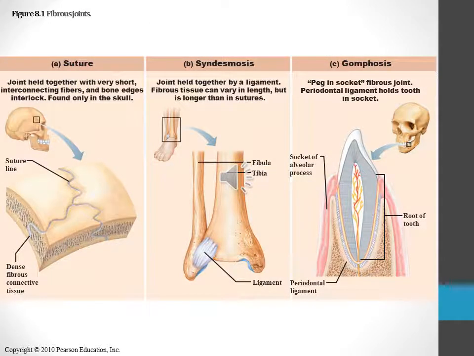This is just going to let you take a look at the comparison of the three fibrous joints together. So while they have similarities because they're classified together, you can see that they are different. And this will just give you a quick look at that. So take some time to look this over.